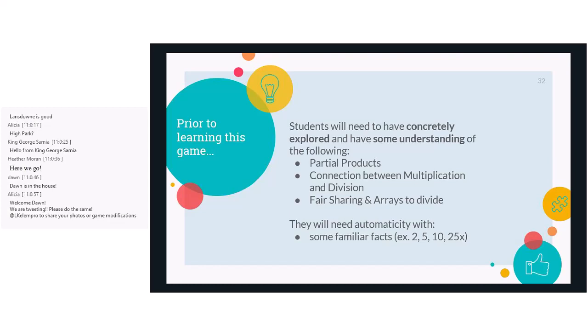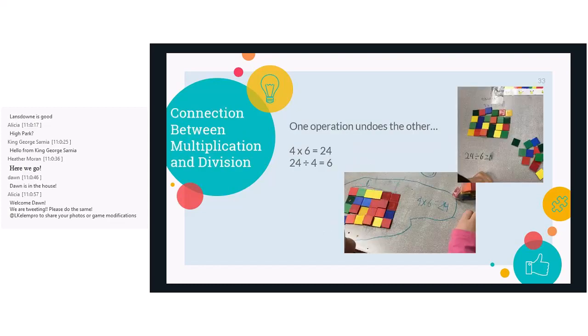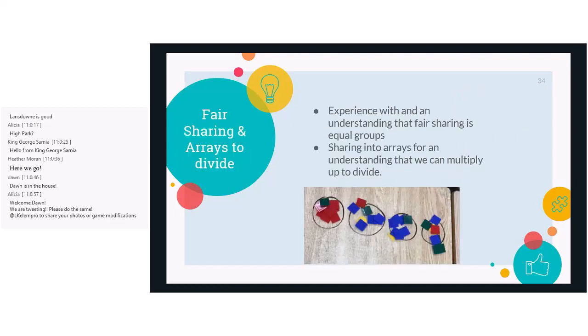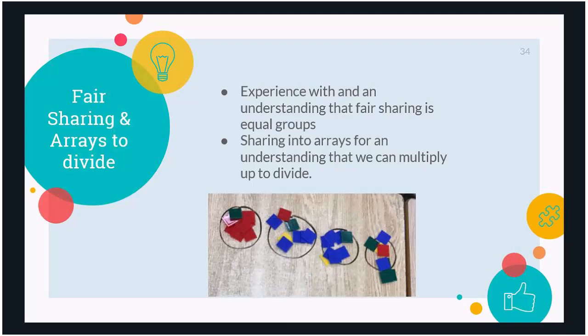In these images, students are concretely examining the connection between multiplication and division using arrays. They will realize that one operation undoes the other. Students will also need to understand what dividing is, so breaking apart a number into equal groups. Plus, they would benefit from building arrays to divide, so they can understand that we can multiply up to divide.